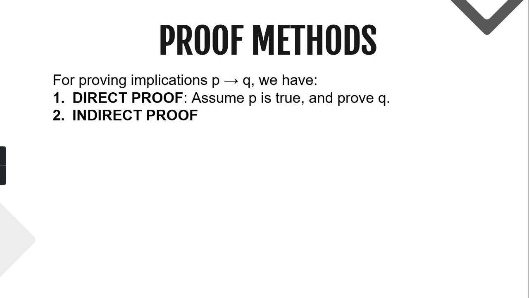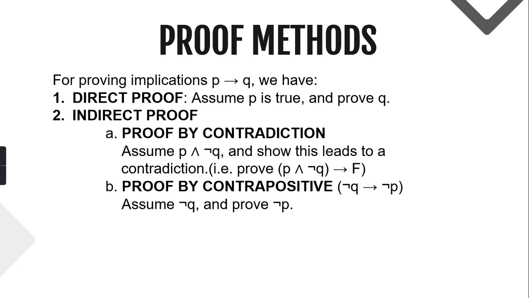Next, indirect proof, which has two different types. First one is proof by contradiction. So we are going to assume P and not Q, and show this leads to a contradiction. So, ayan, pag-aaralan natin siya, focus natin siya next lesson.